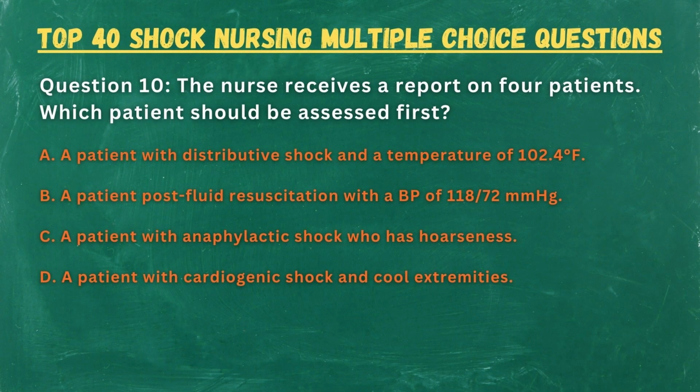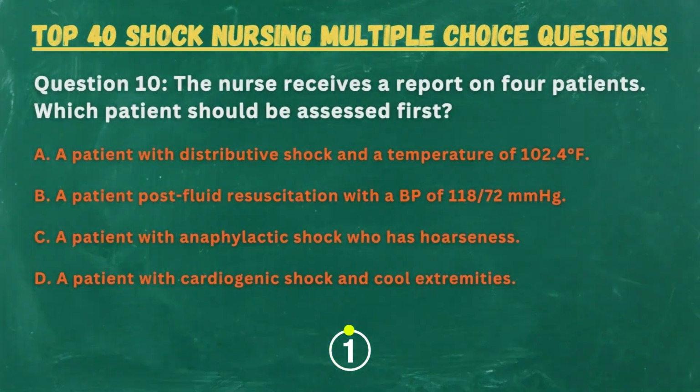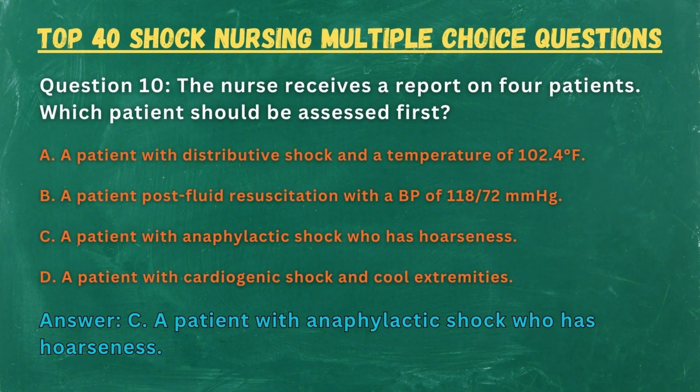Question 10. The nurse receives a report on 4 patients. Which patient should be assessed first? A. A patient with distributive shock and a temperature of 102.4 degrees Fahrenheit. B. A patient post-fluid resuscitation with a blood pressure of 118 over 72 millimeters of mercury. C. A patient with anaphylactic shock who has hoarseness. D. A patient with cardiogenic shock and cool extremities. Answer. C. A patient with anaphylactic shock who has hoarseness.